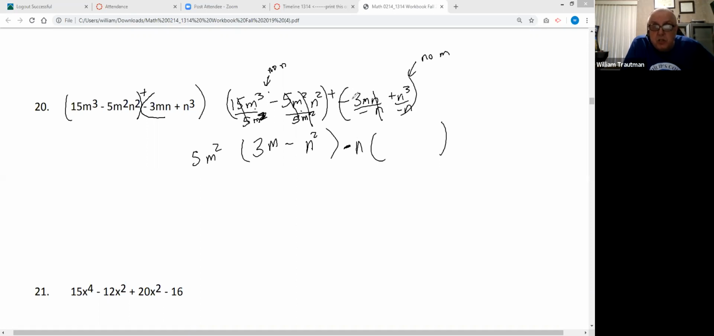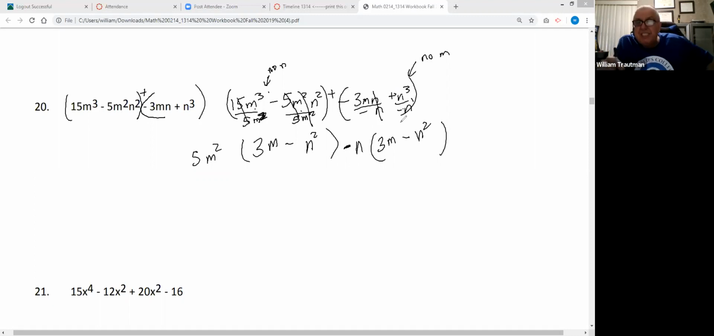The n's cancel. Negative 3 divided by negative 1 is a positive 3, and I still have the m. Here, n to the third minus n to the 1. 3 minus 1 is n squared. Positive divided by a negative is a negative.